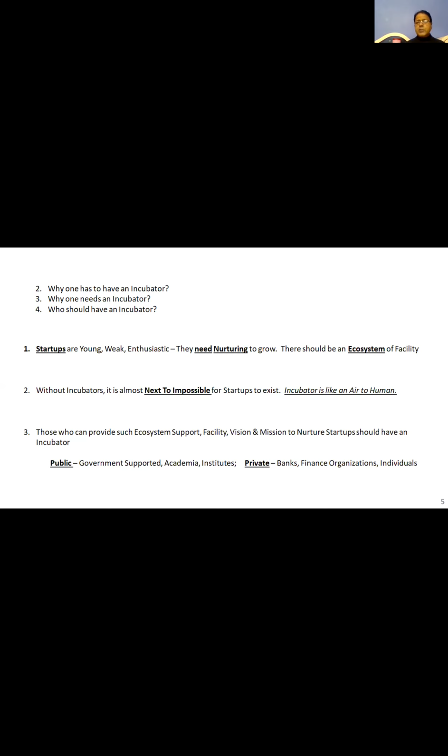There should be an ecosystem of facilities, and these facilities will be provided by the incubators. Without incubators, it is almost next to impossible. Agar incubators nahi hain to hamare liye apne startups ke liye bahut dikkat aa jayegi. For startups to exist, incubators are like ears to a human. And there are two types of incubators. I have already told you, public incubators and private incubators. Public incubators are of three types. That is, government supported incubators.